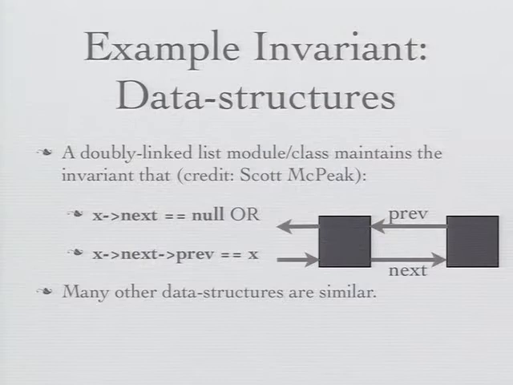This is really a talk about correctness. So the invariant that he liked to give the demo of was a doubly linked list. You either want x->next to be null, or you want x->next->prev to equal x. If that is ever not true, you've got a problem.